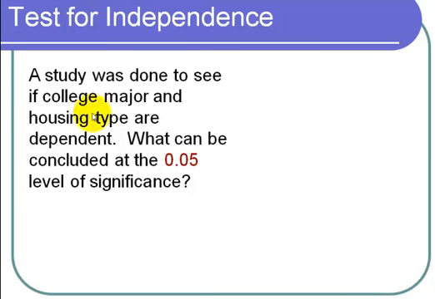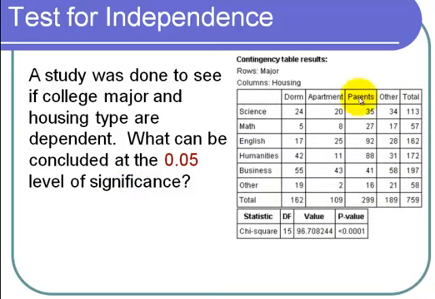A study was done to see if college major and housing type are dependent. What can be concluded at the 0.05 level of significance? Here is the table that I had entered in, and I used a computer this time just to show you what it might look like. The main thing is that you'll see it says contingency table results.